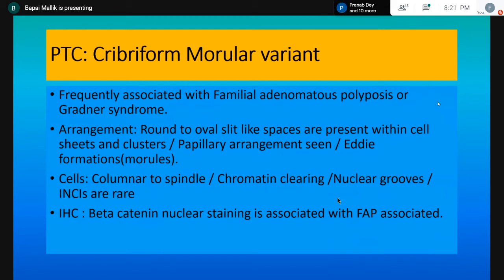The arrangement is round to oval slit-like spaces within cell sheets and clusters. Papillary arrangements are seen, and there are eddy formations and morules. So this is one of the key diagnostic features. I'm going to show you a picture of that. Morules or eddy formations: if you see those things in an otherwise papillary thyroid carcinoma, this might be the variant you're talking about. The cells are columnar to spindle. So even this is another type, apart from the tall cell variant and the columnar variant, which can show columnar cells. There is chromatin clearing, nuclear grooves, and intranuclear cytoplasmic inclusions are mostly rare. And you can use beta-catenin nuclear staining, and it is going to turn out to be positive, in those cases which are associated with FAP.